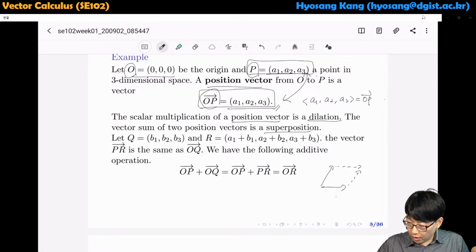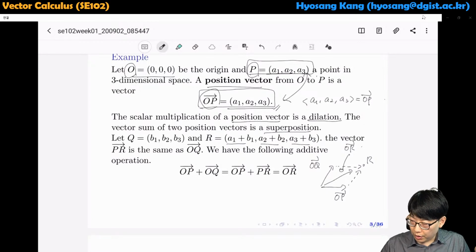So let's say we have OP here and we have OQ here, then here is R, and this vector is represented by OR. So R is simply a point whose coordinates are the sum of the coordinates of P and Q, where Q is here and P is here, and this is the origin. And therefore we can define a sum of two position vectors in this way.